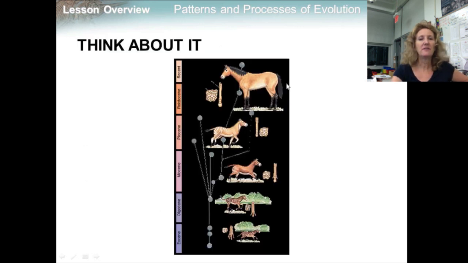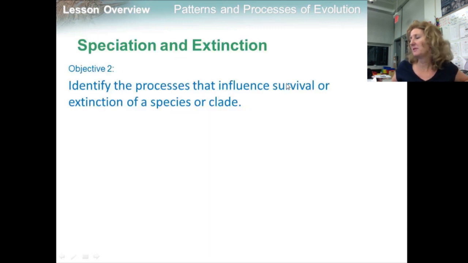All right, so the fossil record shows a parade of organisms that evolved, survived for a time, and then disappeared. More than 99% of all species that have lived on Earth are extinct. How have so many different groups evolved, and why are so many now extinct? So our first objective is to identify the processes that influence survival or extinction of a species or a clade.